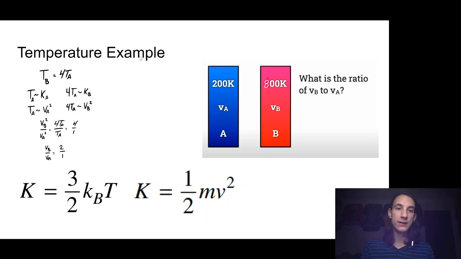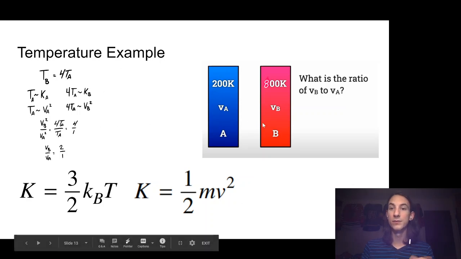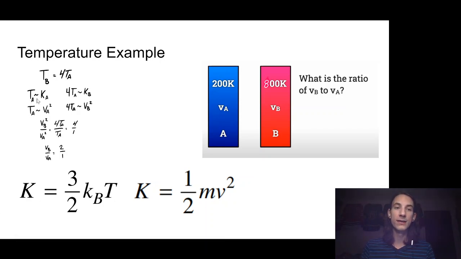Then we can ask how these are all related. What we want to end up with is a ratio. We know that everything's going to have the same mass, because we're going to assume they're made out of the same material. They have the same Boltzmann constant because that's constant. 1/2 is going to be the same, and 3/2 is going to be the same. So the temperature of A is directly related to the kinetic energy of A.